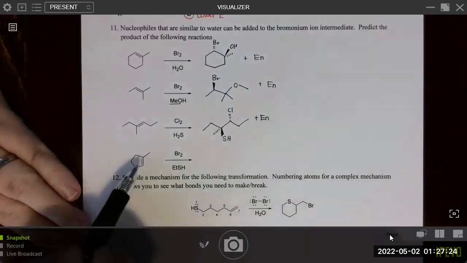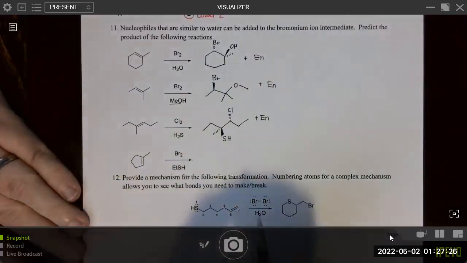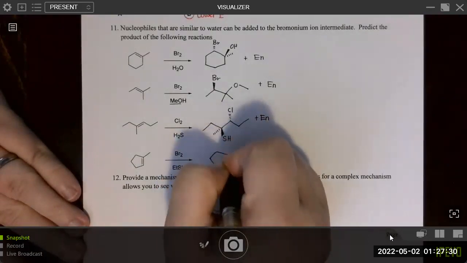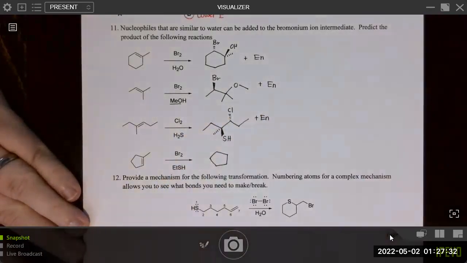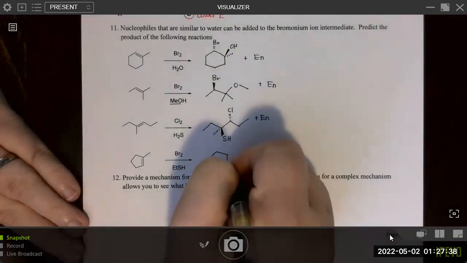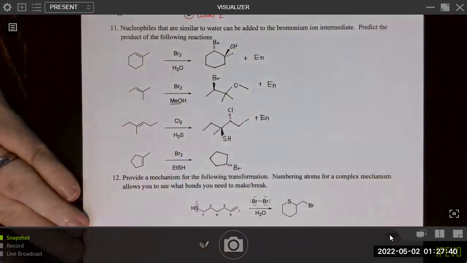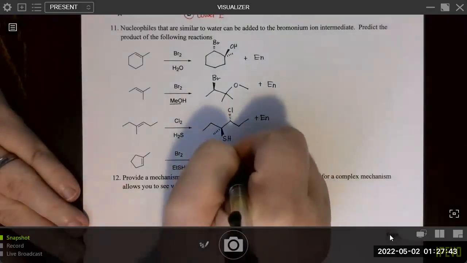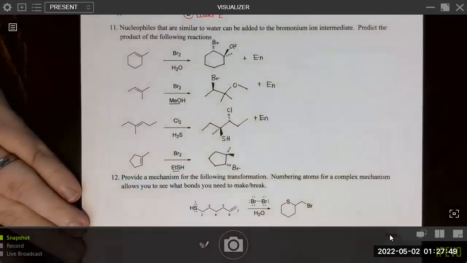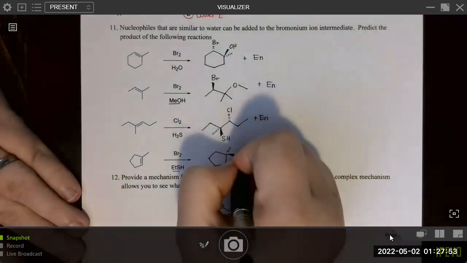And lastly, right, we have the five-membered ring. And we want to place, again, the bromine on the less substituted carbon. Right, the other group will go on the more substituted carbon. That will push the methyl back. And this will be SEt. Right, remember, the hydrogen gets deprotonated.